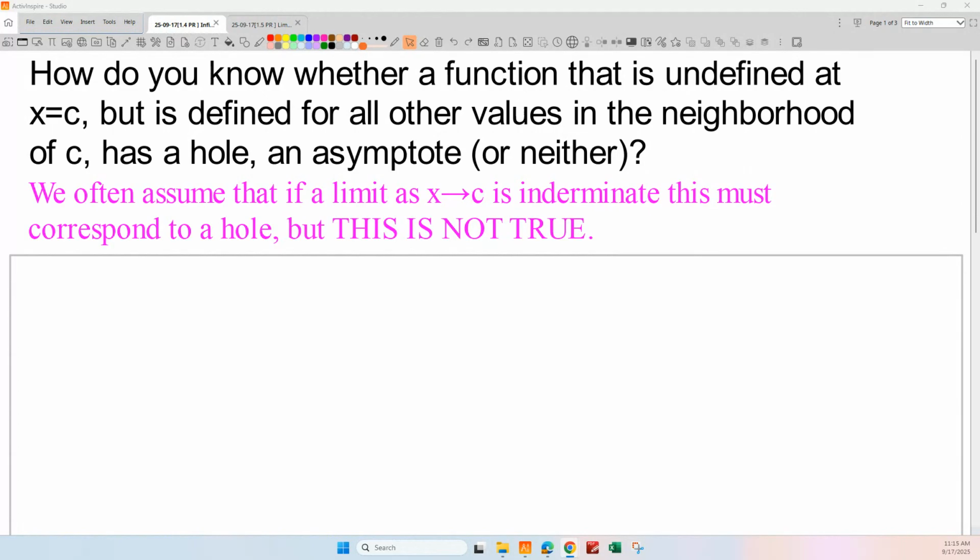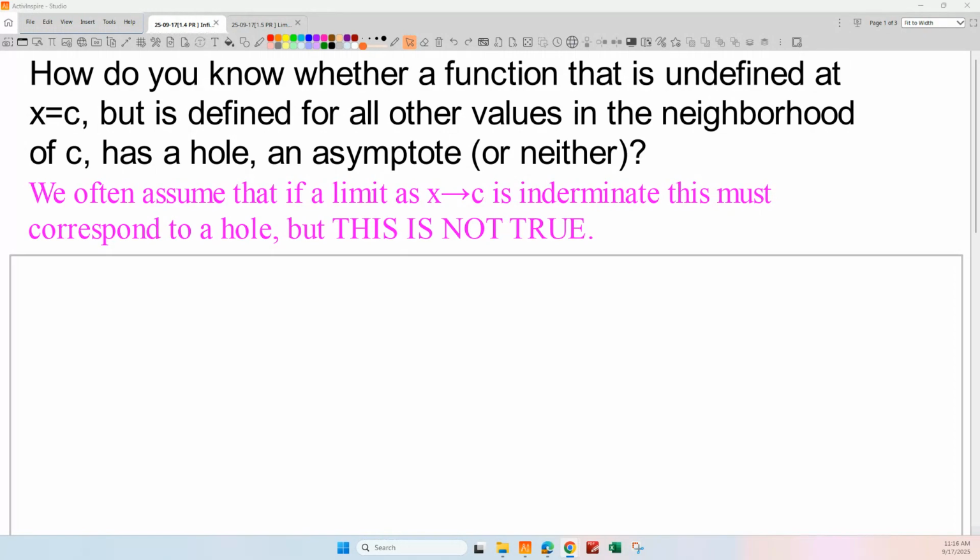We often assume that as the limit approaches c, if it's indeterminate, it must correspond to a hole, but that is not true. If it's indeterminate, it truly is indeterminate. It could still resolve to either. Remember there are three kinds of results that we could get when we try to evaluate directly. First one was we get an answer, and that's our limit. Second one was we get a non-zero number divided by 0, which was does not exist, which means it's an asymptote, okay?